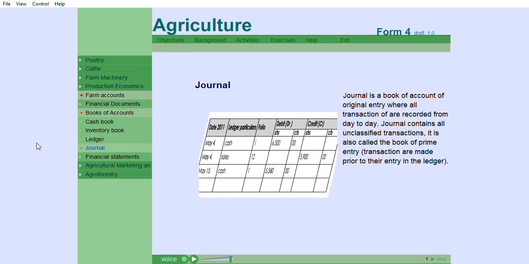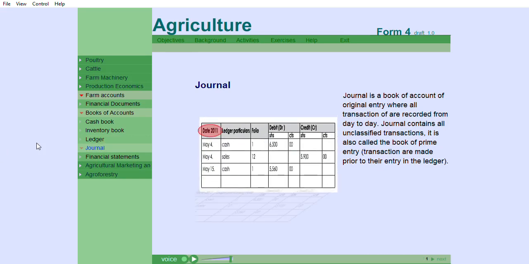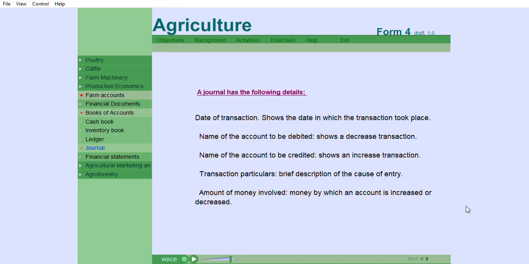Journal, it is a book of account of original entry where all transactions are recorded from day to day. Journal contains all unclassified transactions. It is also called the book of prime entry, that is, transactions are made prior to their entry in the ledger. A journal has the following details: date of transaction, shows the date in which the transaction took place.